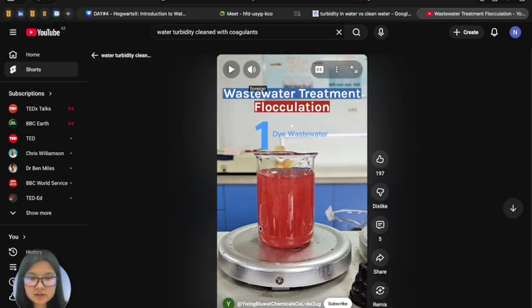So here is the water. Here is the water that has some turbidity. I hope it is a suitable video. So here is the water that has turbidity, and turbidity in this case is not mud particles, it's a dye molecule, right? It's dyed with red dye. So what happens is the person adds coagulants and then they treat it.